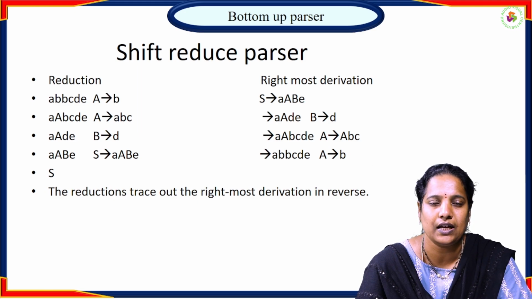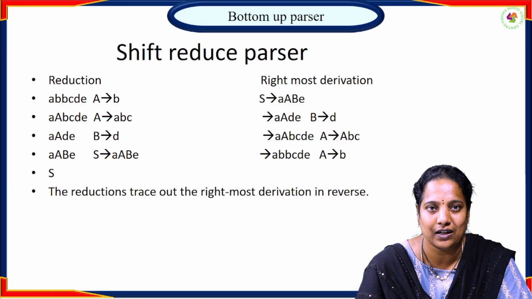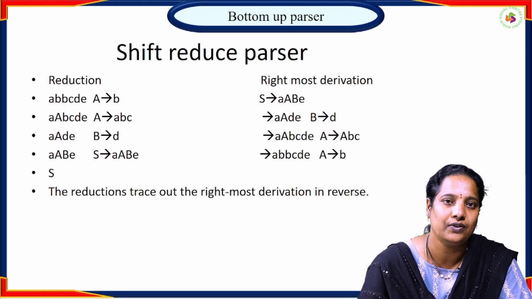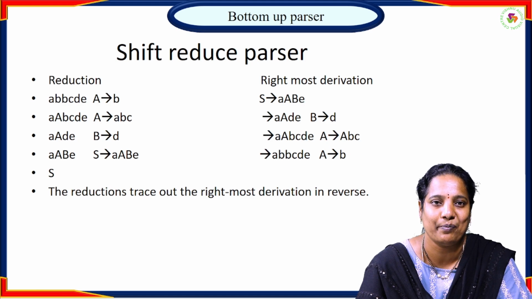This reduction means we need to apply the handle. How? First we need to find the handle. If there is any matched handle inside your input representation, immediately we need to reduce the handle to the left hand side non-terminal. Like that, we need to follow a number of reductions. At the end, we need to get the starting symbol of the grammar.